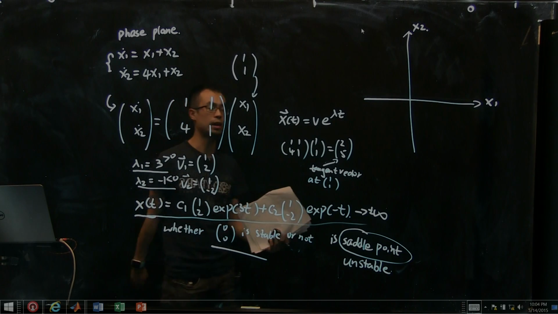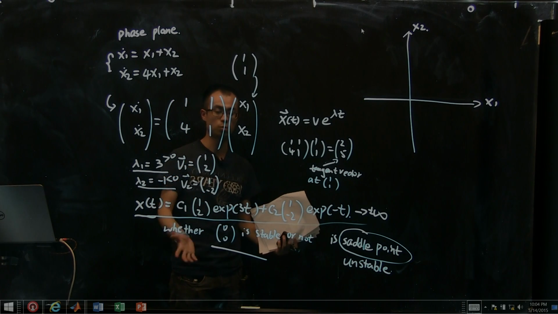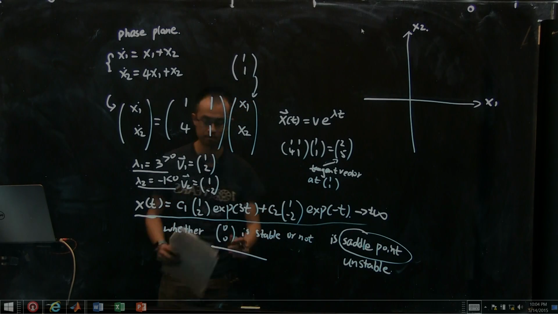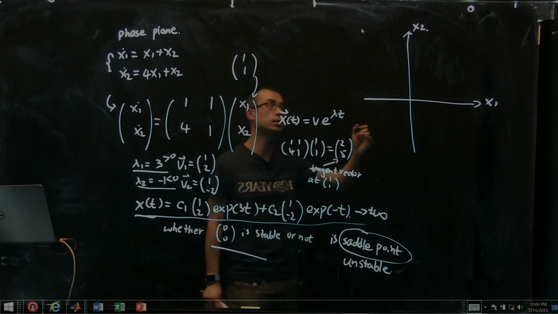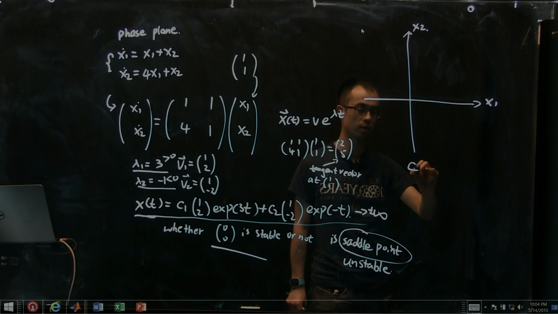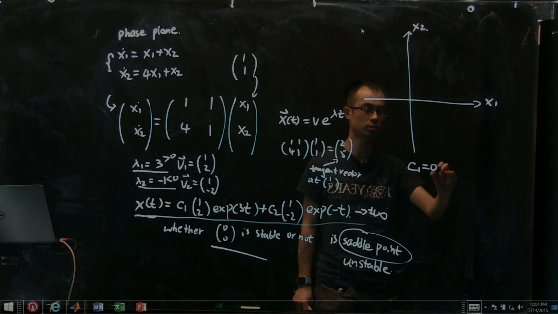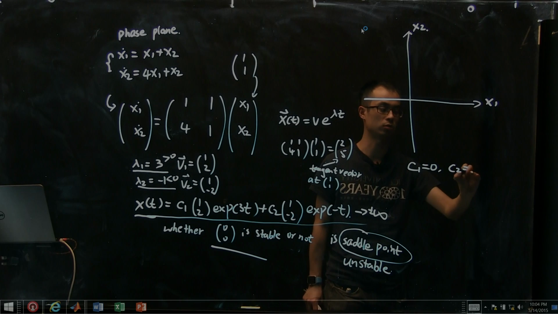And for example, I'm trying to pick some initial condition such that C1 is equal to 0, but C2 is equal to 1.